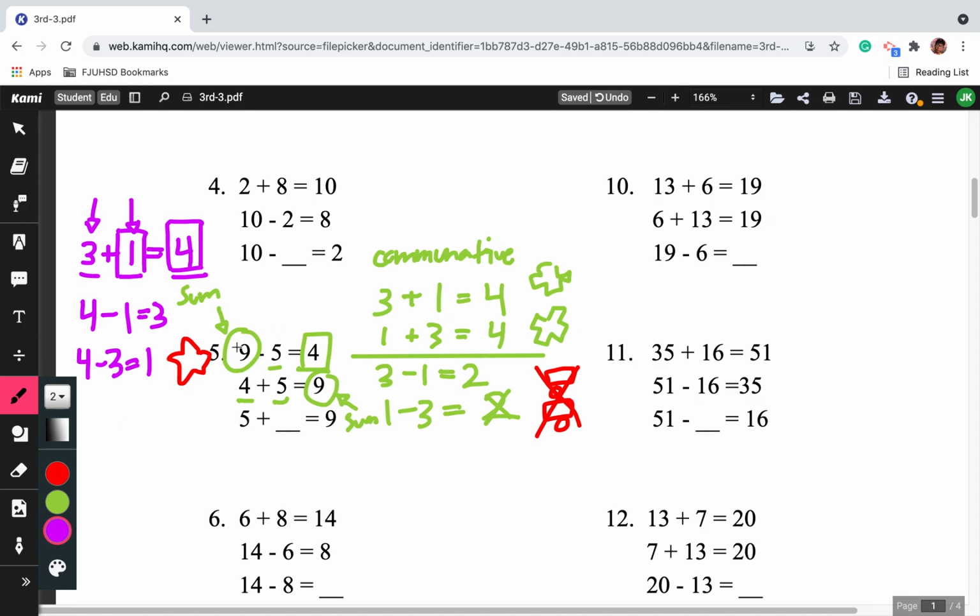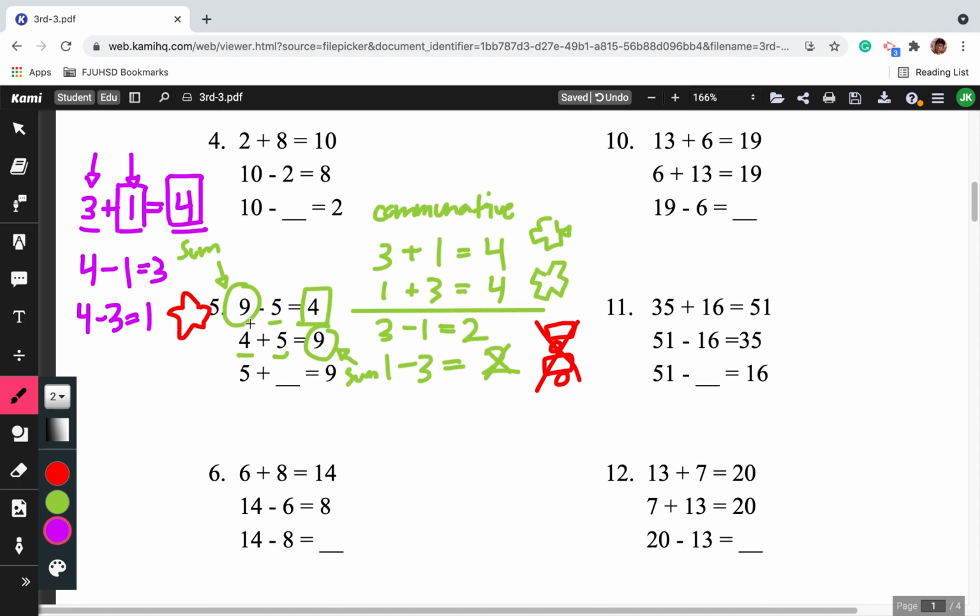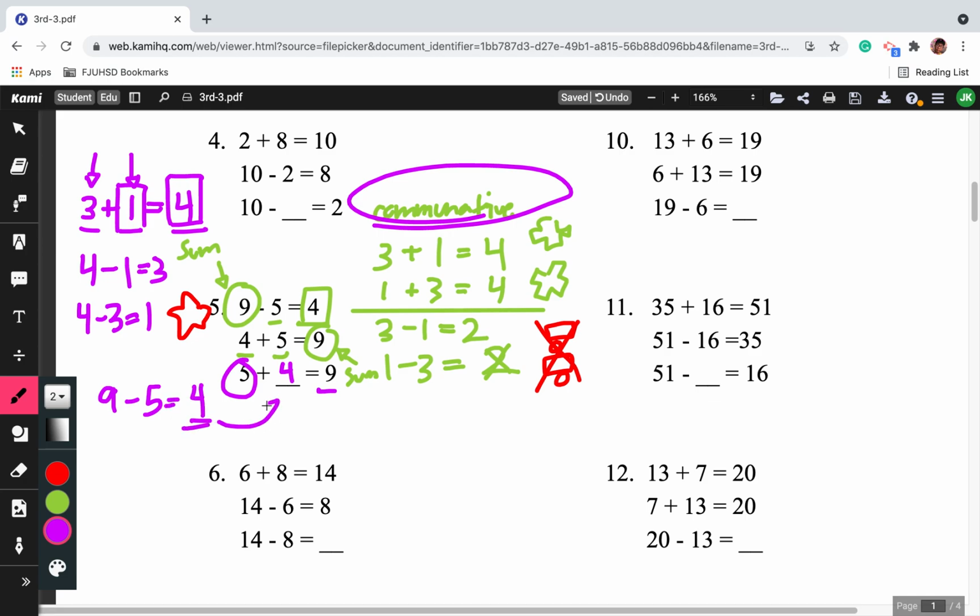So because 9 minus 5 is 4, and 4 plus 5 is 9, 5 plus 4 is also equal to 9. This works because addition is commutative, but also if you want to look for the other number, you get the sum, subtract the number we already know, 5, and that's going to equal 4, which works.